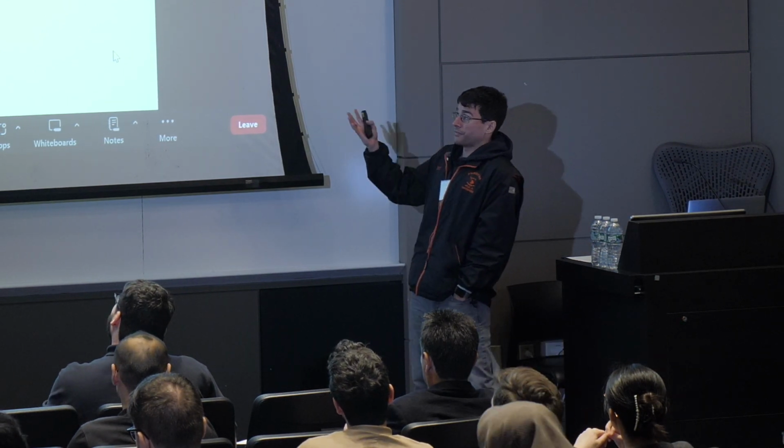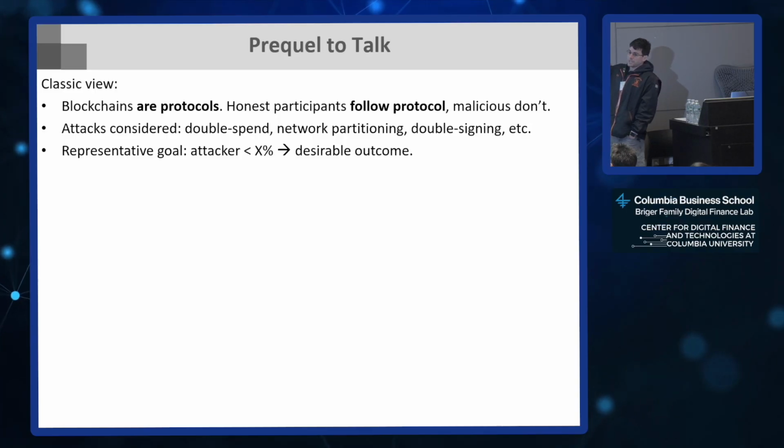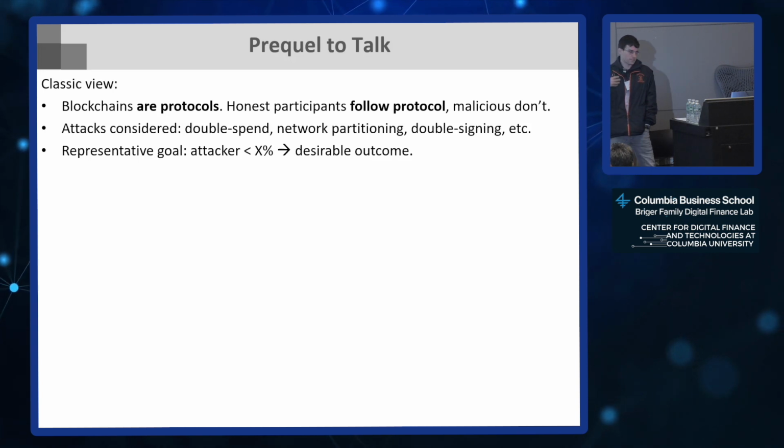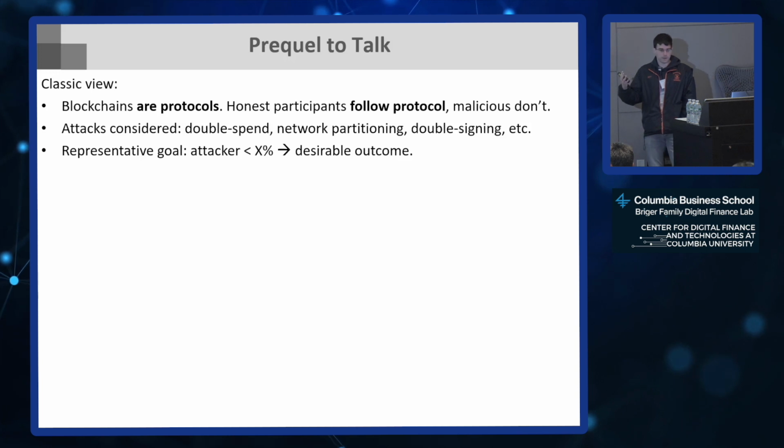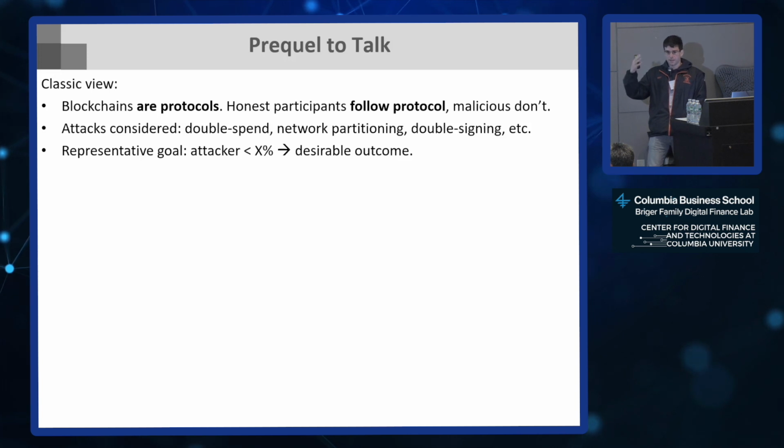When I first got into this space, maybe seven or eight years ago, the classic, dominant view said that blockchains are protocols, honest participants follow the protocols, and malicious people don't. These are things like double spends, network partitioning, or double signing; this was what everyone thought about. A representative goal was to say that if the attacker doesn't have that much hash rate, stake, whatever, then you get some desirable outcome.